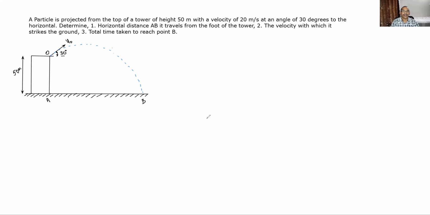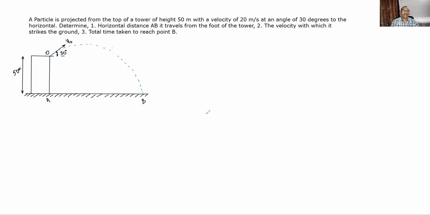So along x-axis, that means in horizontal direction, what equations were discussed there: x equal to u0x into t. And along y-axis there are three equations. One is vy equal to u0y minus gt. Next equation, vy square equal to u0y square minus 2gy, and third equation, y equal to u0y t minus half gt square.